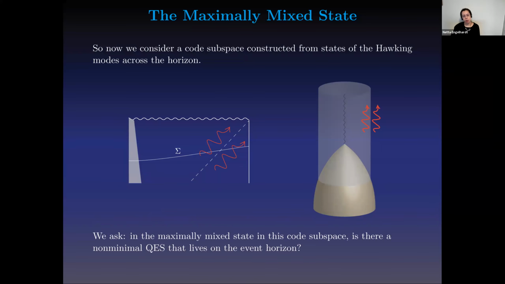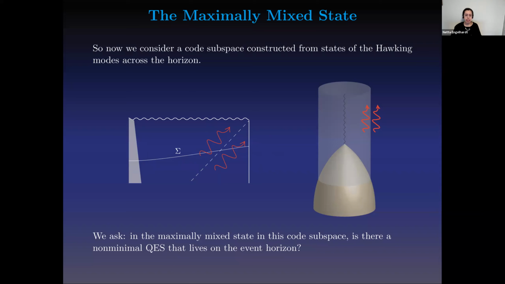Well, we consider a code subspace. So we look at some late time slice of this non-evaporating, stable radiating black hole. And we construct a code subspace here. We construct this potentially from states of the Hawking modes across the horizon. So then we have some fixed geometry, at least the geometry of the slice is more or less fixed up to perturbative corrections. And we consider a code subspace that basically comes from building up modes that are within some distance of the event horizon.